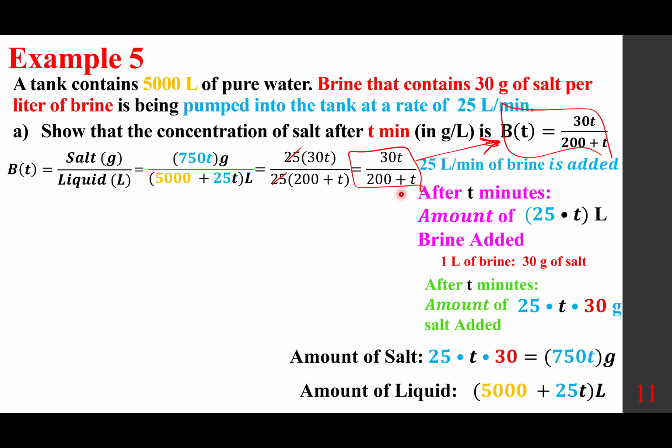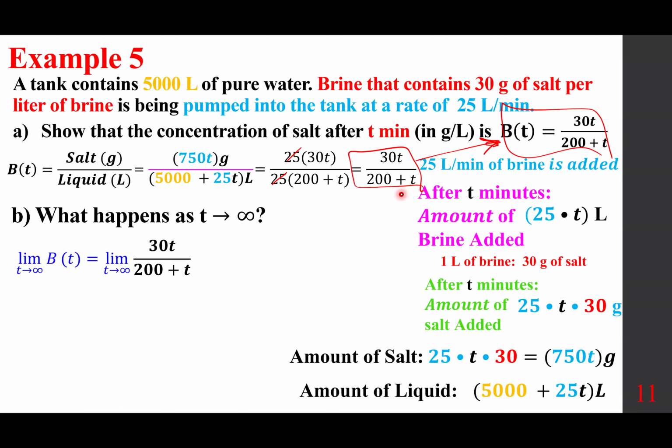So the first part was algebra, and now this is calculus. This is what happens as t approaches infinity. In other words, find the limit as t goes to infinity. That's the part that is calculus. So we want to find the limit of B of t as t approaches infinity, which is the limit of 30t over 200 plus t as t approaches infinity.